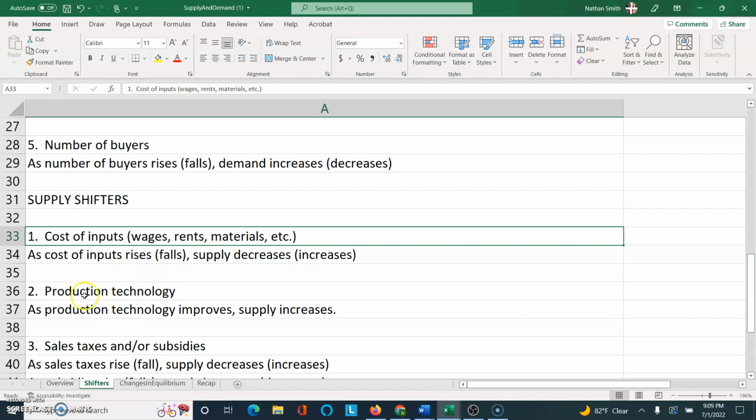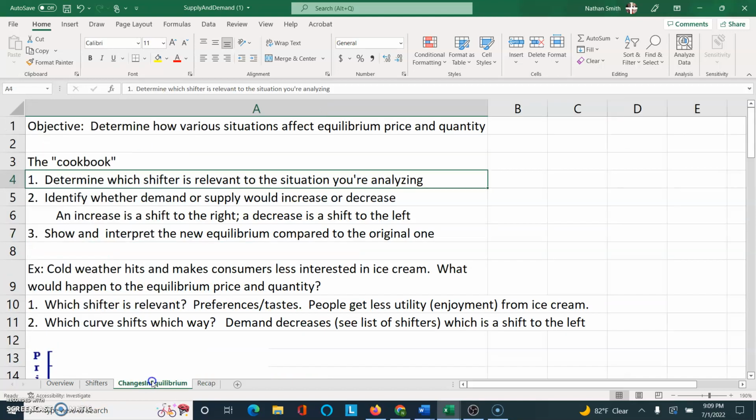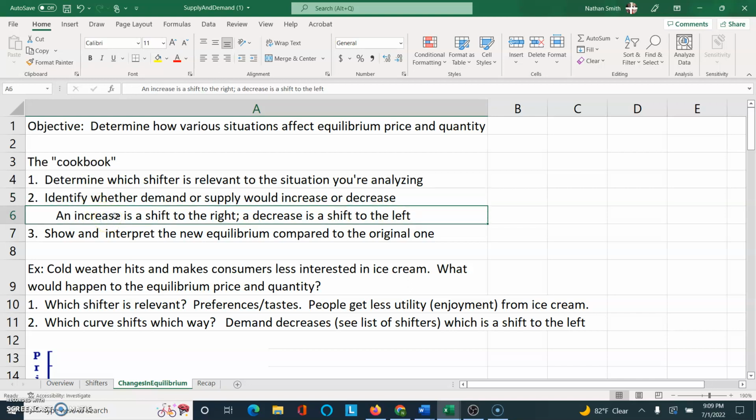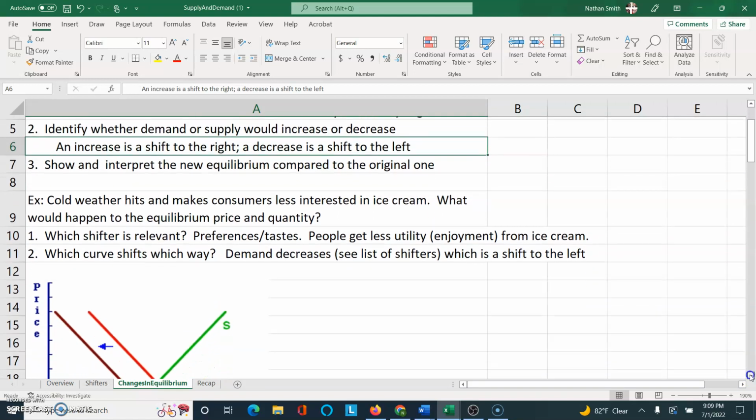So you can look through the list of shifters, and that's step one of the cookbook, determine the relevant shifter. Step two is to ask yourself, would the demand or supply curve increase or decrease? Now this trips up some students. An increase is always a shift to the right. A decrease is always a shift to the left. Let me just show that briefly.